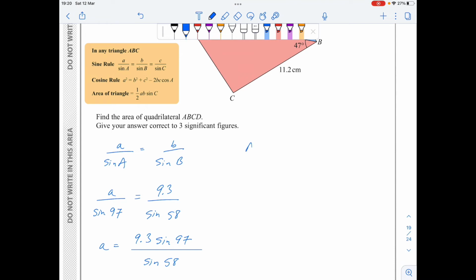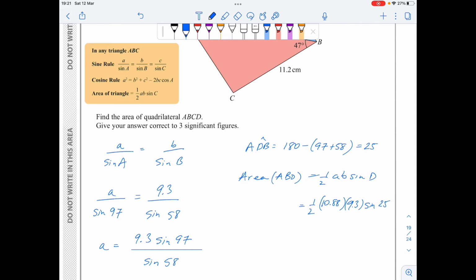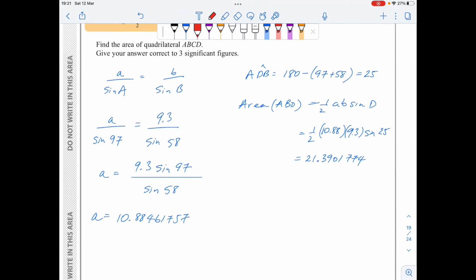Then to find the area of the blue triangle, I'm going to need this angle here. So angle ADB is equal to 180 minus 97 minus 58, which is equal to 25. So the area of ABD, that's the blue triangle, is equal to 1 over 2 ab sine of angle D. This is equal to 1 over 2 times 10.88 times 9.3 times sine of 25, which is equal to 21.39017774.